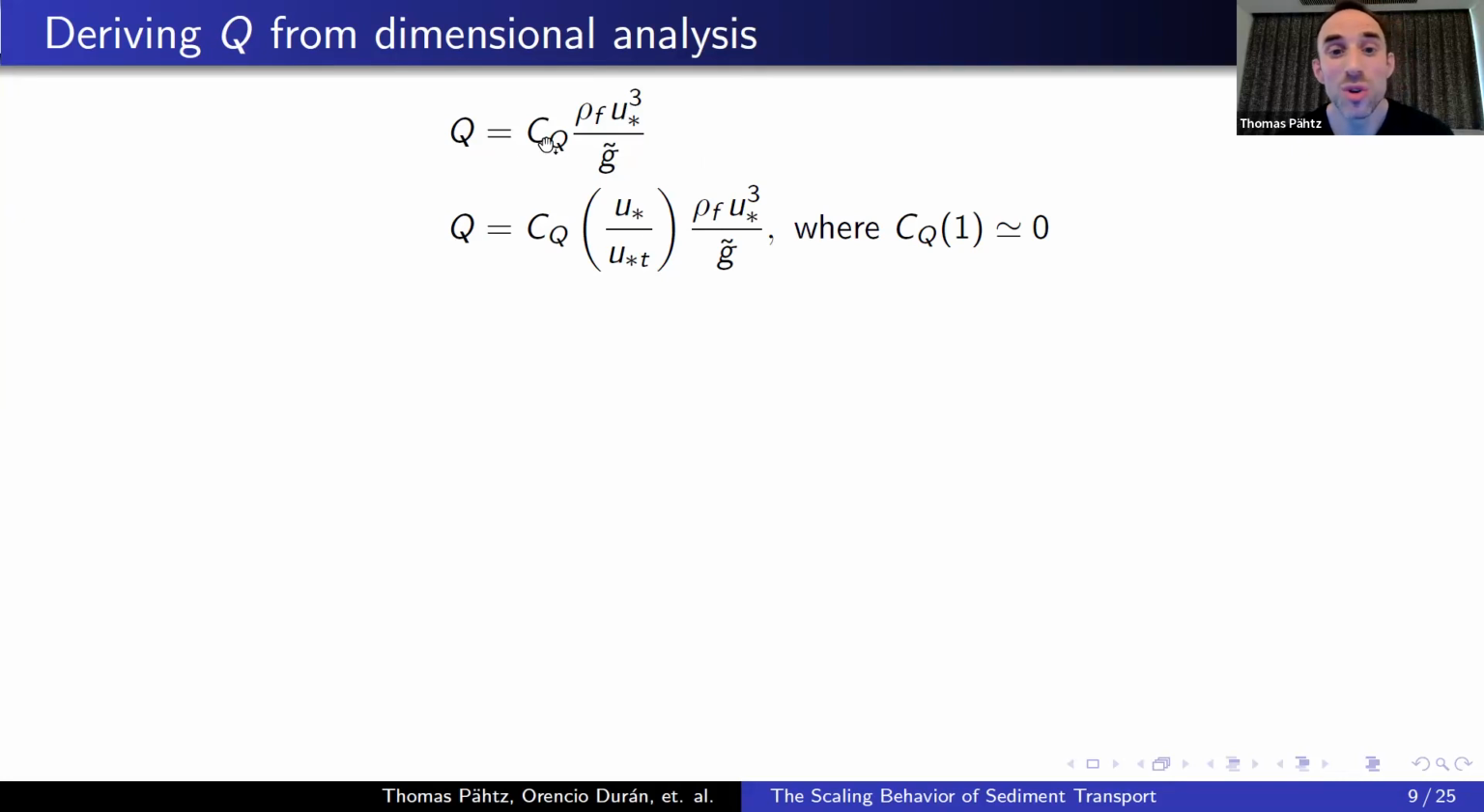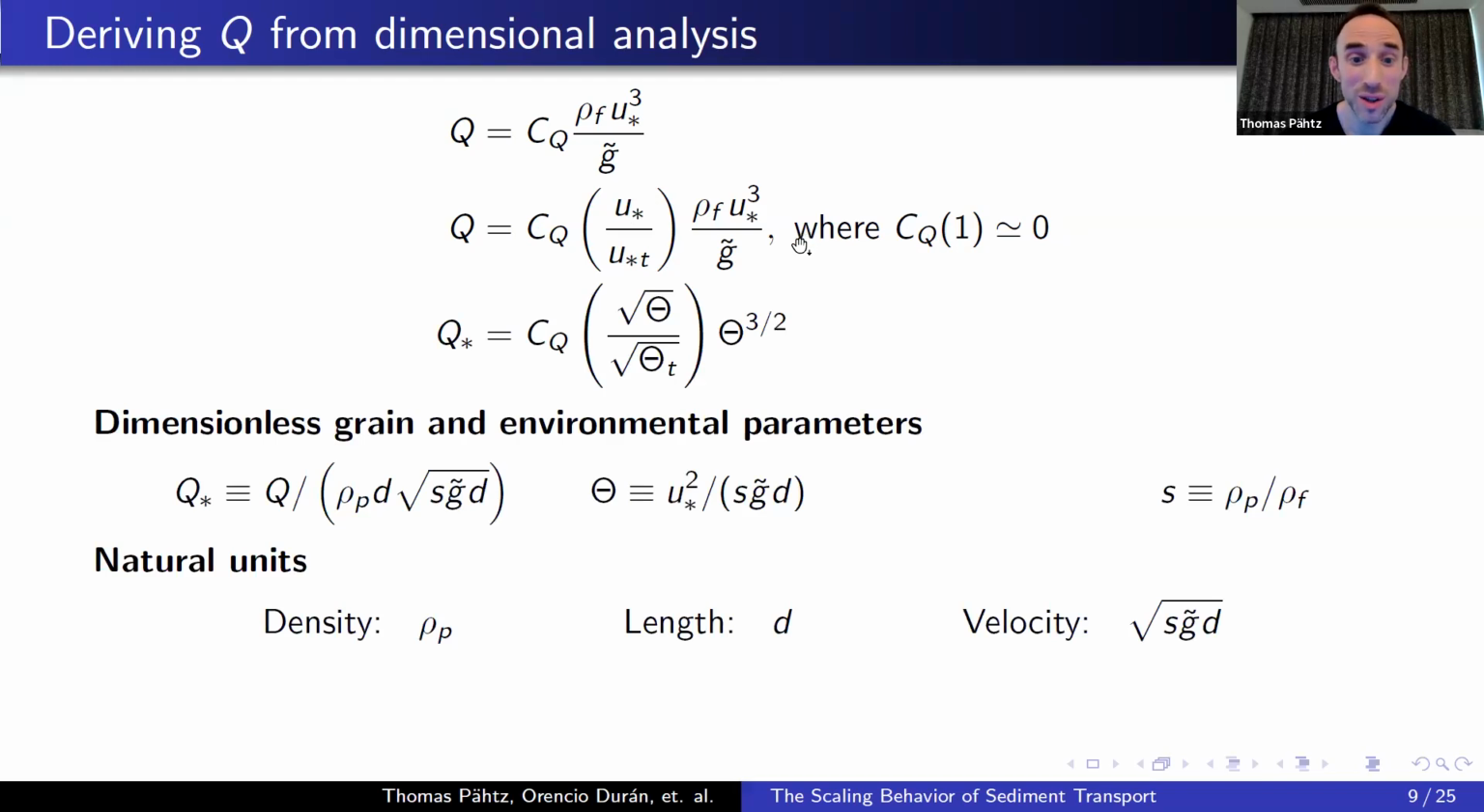So this leads to the following modification, where I say, okay, the proportionality constant CQ is not a constant, but actually depends on the dimensionless distance from this threshold, U star divided by U star T, with the condition that CQ at 1 is approximately 0. So when you do this, and now you divide by these natural units, the square root of S tilde GD, I will explain in a moment why, okay?